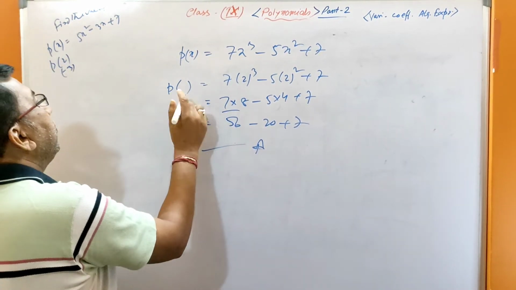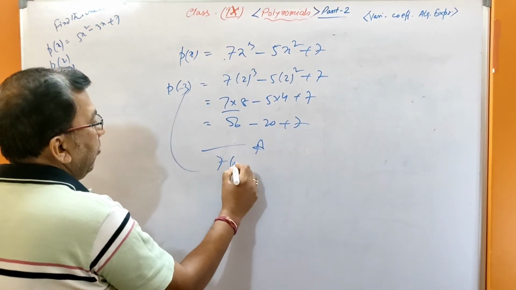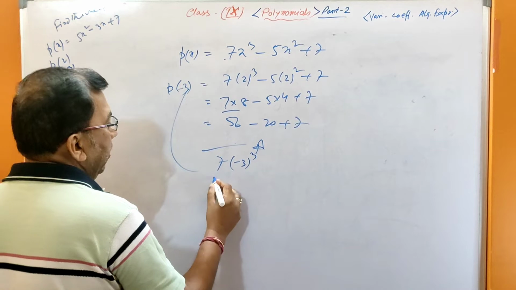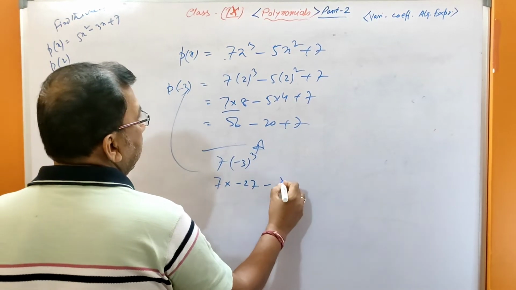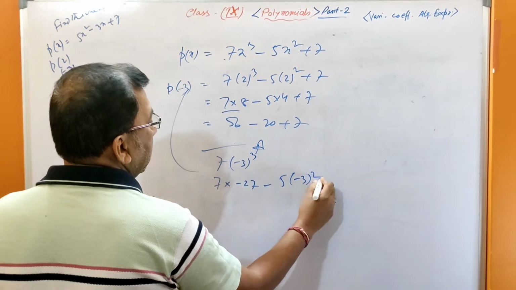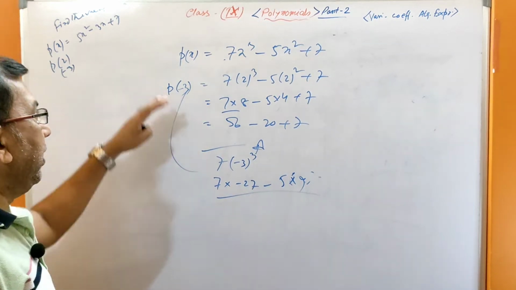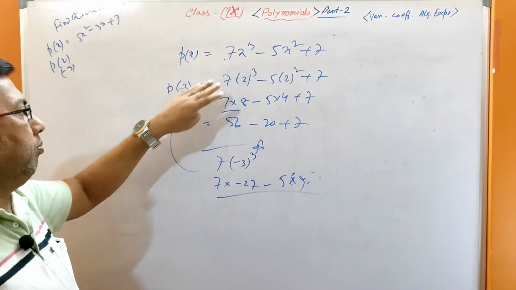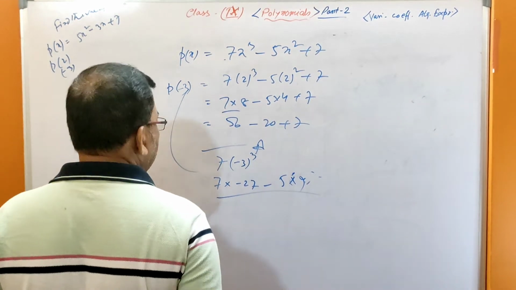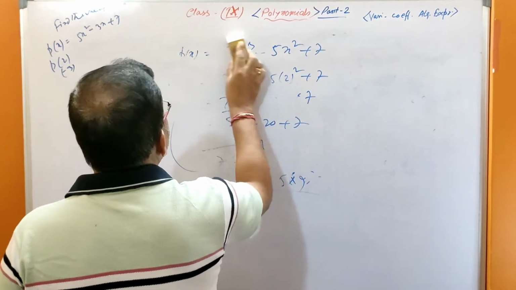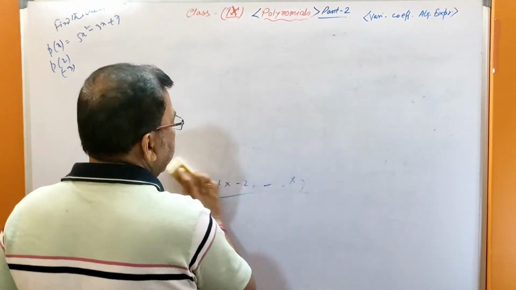In case you have to find the value of p(minus 3), in this case you have to write minus 3 to the power cube. That means 7 into minus 27. Clear? And 5 into minus 3 square, that means 9, 5 into 9. Okay. Find the value of any given polynomial. The value will be given within the bracket. So do it in this way. And also find the zeros of polynomials.